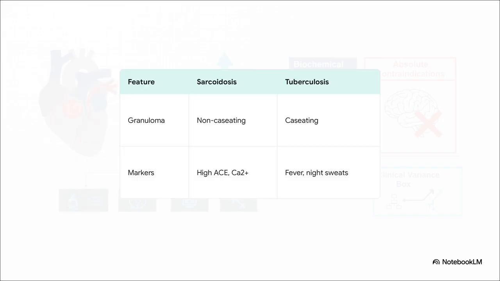It's vital to contrast this with tuberculosis, since both can cause hilar adenopathy. The clinical variance is stark. Sarcoidosis granulomas are strictly non-caseating, and they come paired with elevated ACE levels and that hypercalcemia we just talked about. TB granulomas, however, strictly exhibit central caseating necrosis and bring severe constitutional symptoms. Think profound fever, drenching night sweats, and hemoptysis.